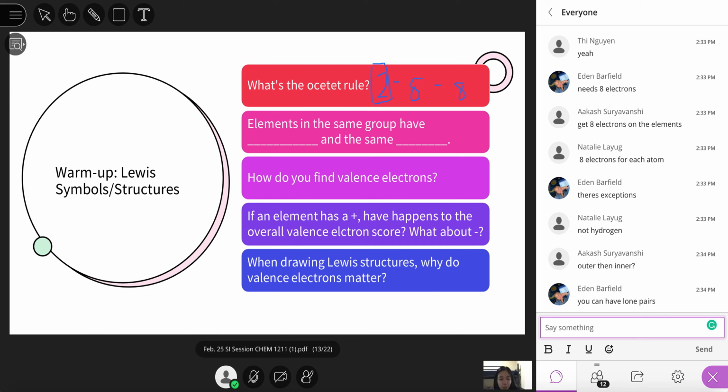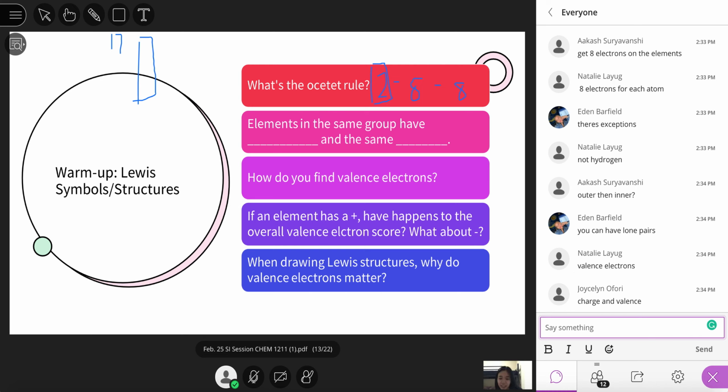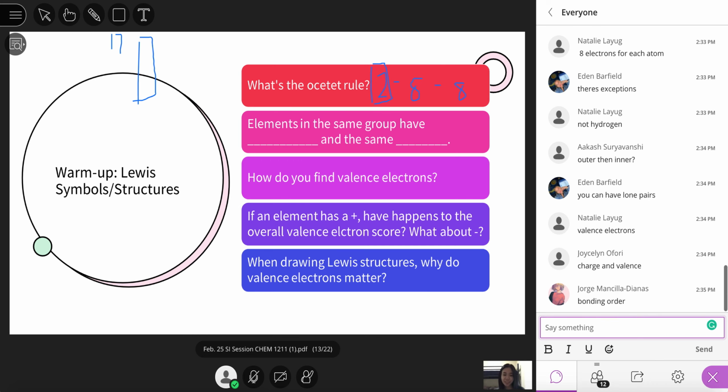Elements in the same group have what? In the same what? Elements in the same group. So we have the periodic table. This is group 17. Valence electrons. Yes, Natalie, you're correct. And what about the same what? They have the same valence electrons and they have the same what? Charge. Yes, and what? This one's pretty simple. And it's supposed to help you when you're writing your Lewis structures. But Jocelyn, you're right too. Yes, it's the charge and the valence as well.